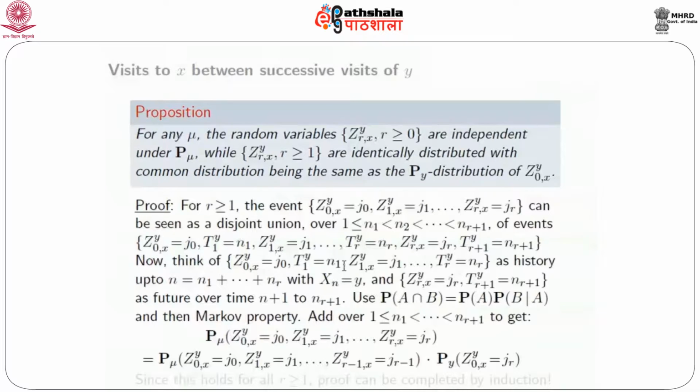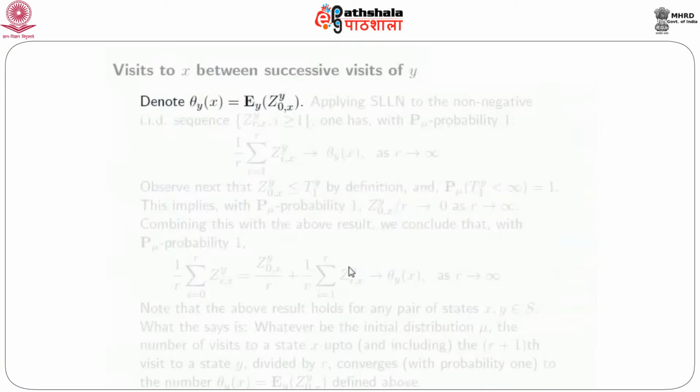Now, what we have done is we have written the original event Z_0^{x} equal to j_0 etc., Z_r^{x} equal to j_r as the P_mu probability of all these things up to Z_{r-1}, and then the Z_r part has come out as the probability that Z_0^{xy} equal to j_r. Now, since this holds for every r greater than or equal to 1, you can complete the proof by induction. So now let's define this quantity theta_{yx} to be E_y, the expectation of Z_0^{xy}.